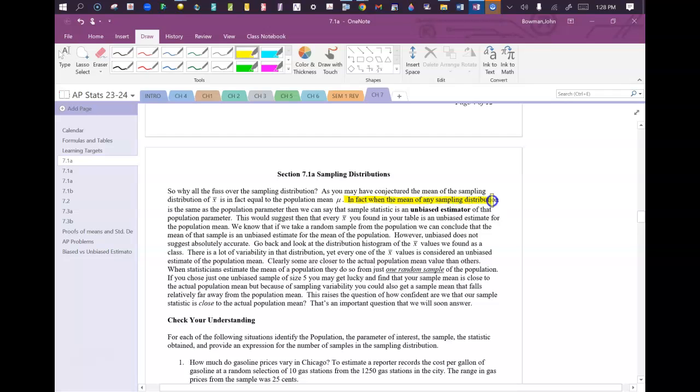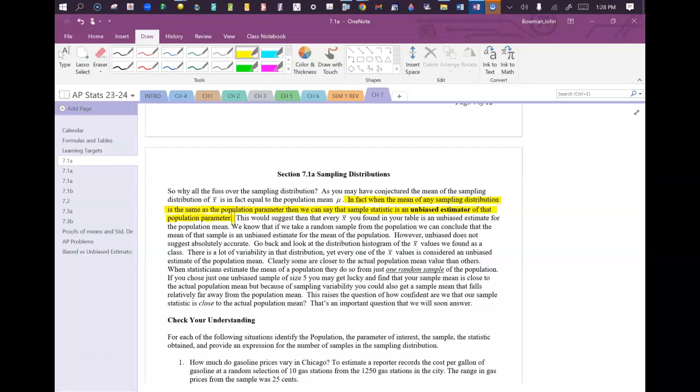When the mean of any sampling distribution is the same as the population parameter, we can say the sampling distribution is an unbiased estimator of that population parameter. Notice we said the mean of any sampling distribution is the same as the population parameter. So I'm going to show you some examples in a minute here. It doesn't always have to be the population mean that we're interested in.